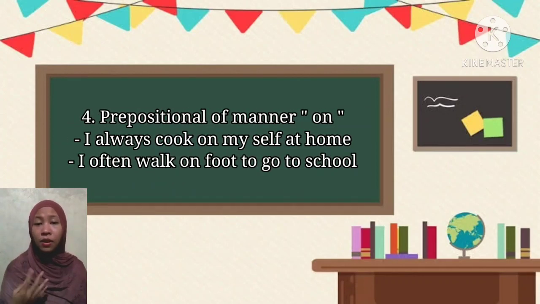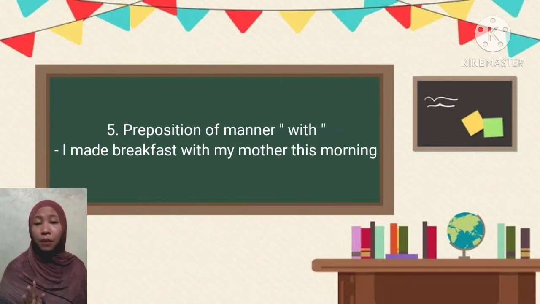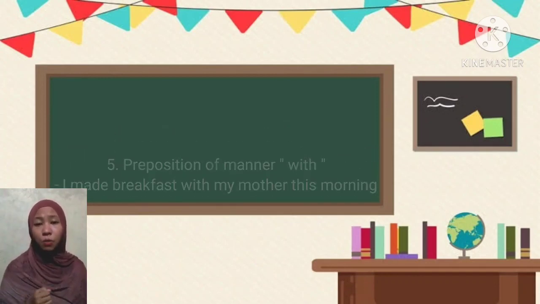4. Preposition of manner on. I always cook on myself at home. I often work on food to go to school. 5. Preposition of manner with. I made breakfast with my mother this morning.